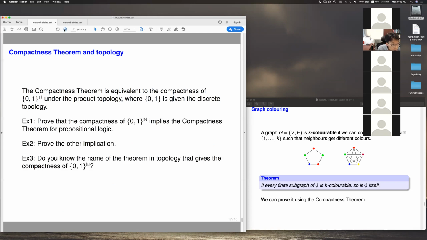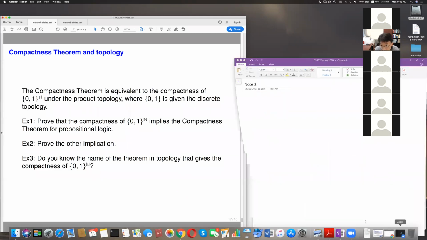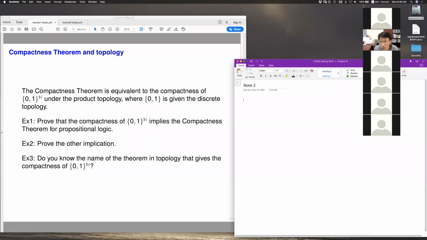Then it turns out this compactness theorem in topology is essentially equivalent to the compactness theorem in logic. Okay? And then furthermore, this compactness of this space is an instance of, although I put it as a question, what's called the Tychonoff theorem in topology. So I'm going to explain the whole thing a little bit. So I'll give a quick crash course on topology, and then show this connection.